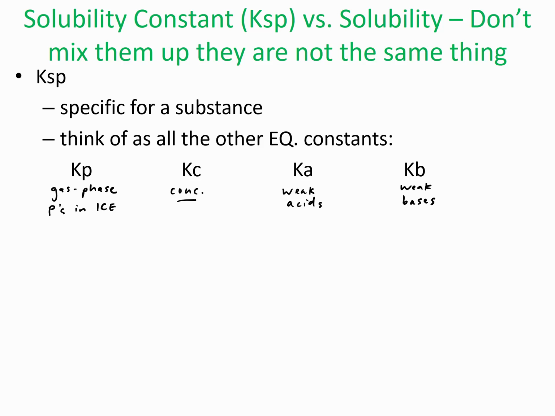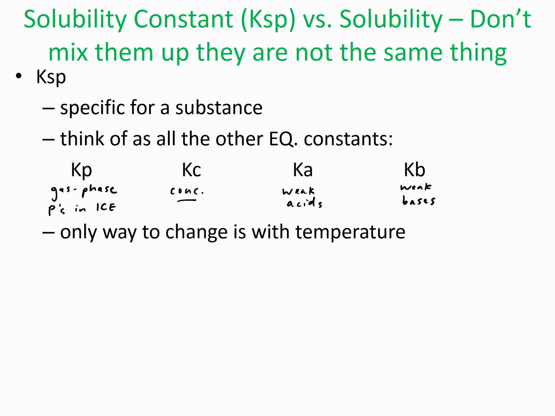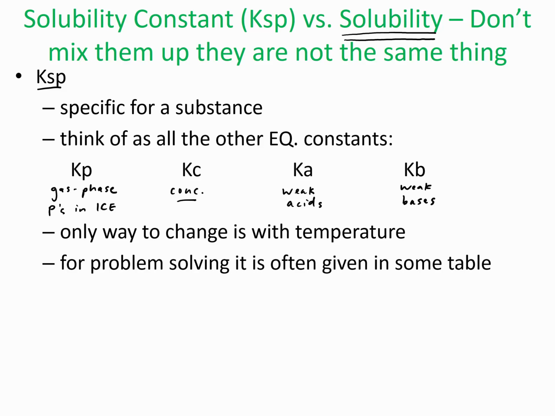Okay, so there's only one way to change K, and that's with temperature. There's lots of ways to change solubility, the amount of stuff that dissolves, the amount of ions that you could get. But for K, it's just like all the other equilibrium constants. The only way to change it is with temperature. And for problem solving, it's often given in some tables, so it's a constant. That's what this means.